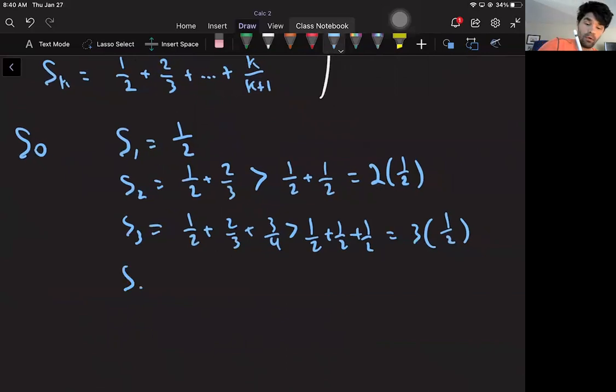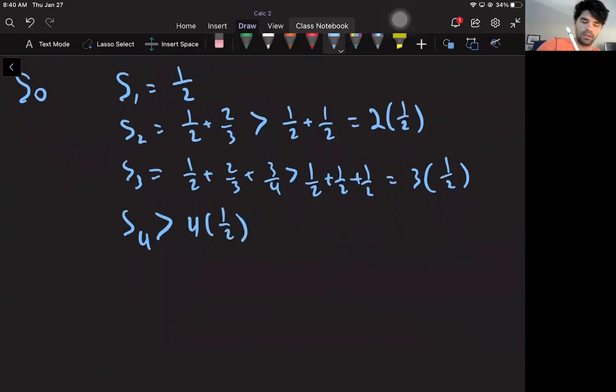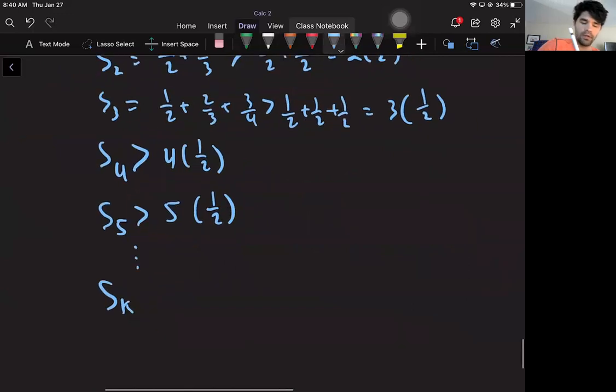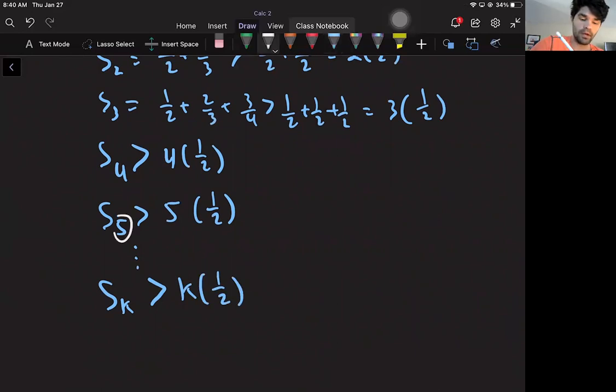And S4, for the same reason, okay, I can now start skipping little steps. S4 is going to be bigger than 4 1/2 for the exact same reason as the previous ones worked, and S5 will be bigger than 5 1/2. So now I can say something about SK with a nice explicit formula. It's going to be bigger than K 1/2, because that's the pattern we established. S blank is bigger than that many 1/2.